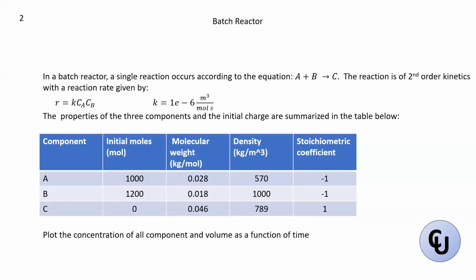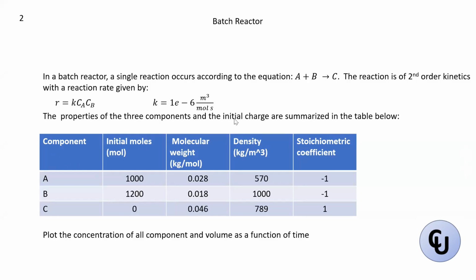Today, we want to see how we can simulate a batch reactor in which a single reaction occurs according to this equation, A plus B goes to C. The reaction is second order kinetics, and the reaction rate is given by R equals k CA CB, and the value of the rate constant is this.